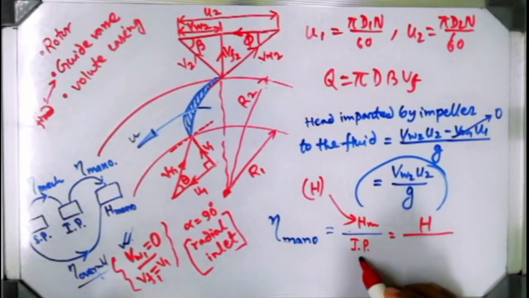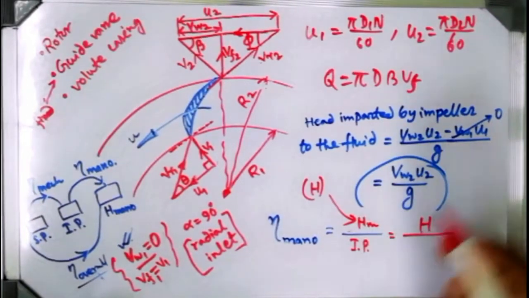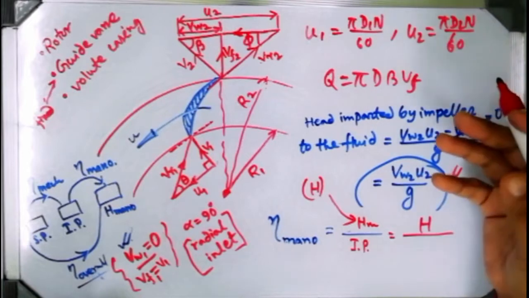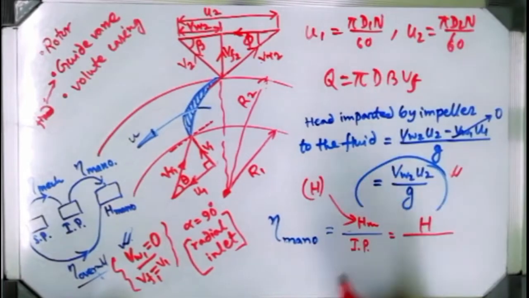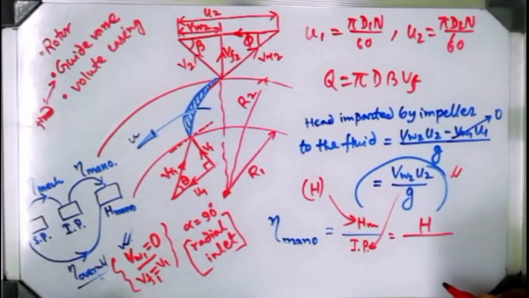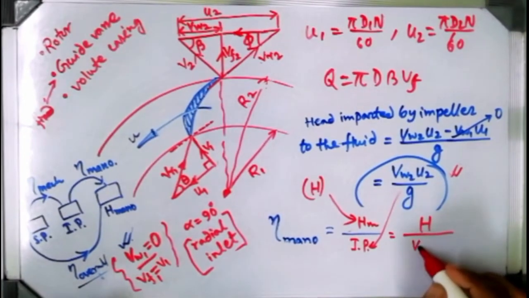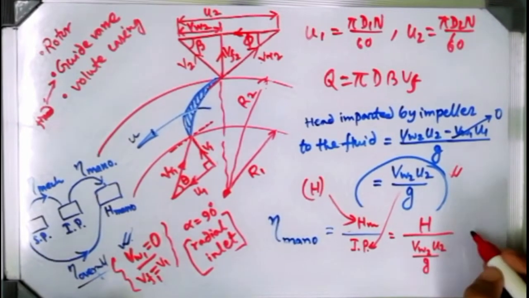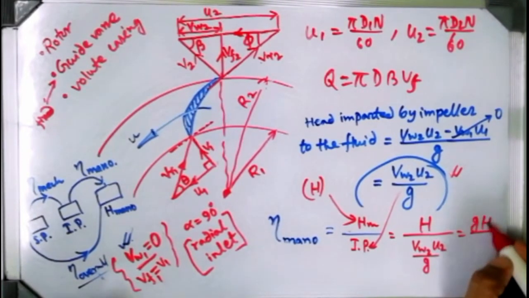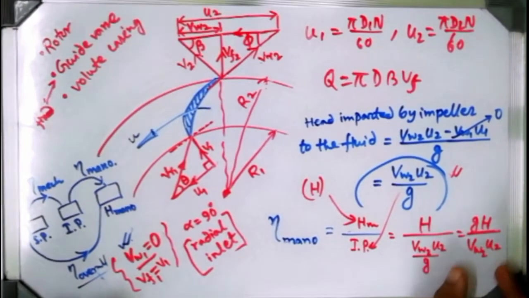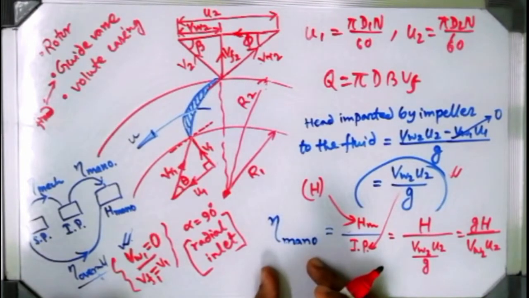And IP means impeller power. Impeller power means this one, because this is the power which is developed by the impeller and it's supplied to the fluid. So this will be this power. So I can write it VW2 U2 by G. If you write it this way, GH by VW2 U2, this is the expression which is referred to as manometric efficiency.